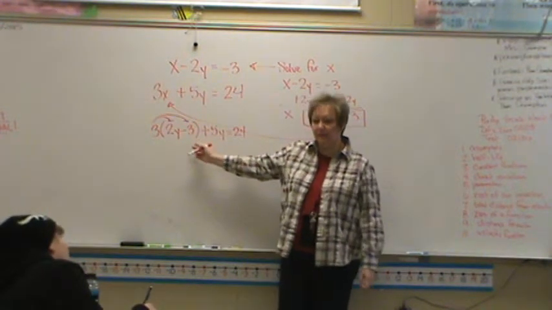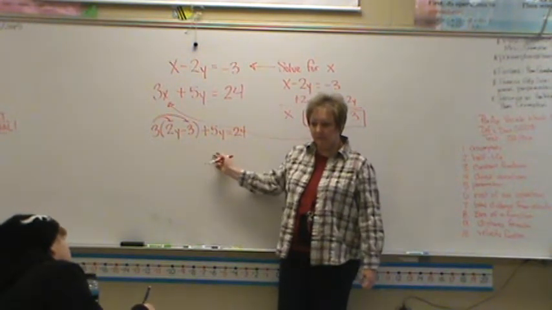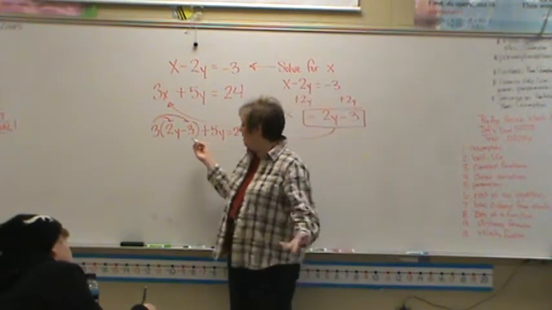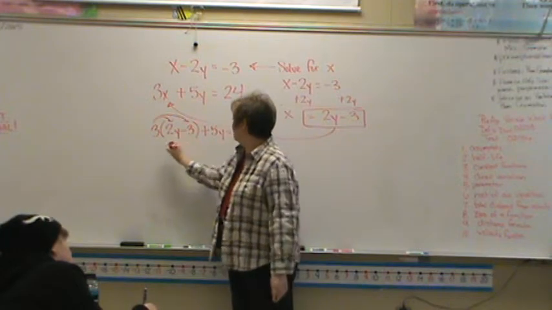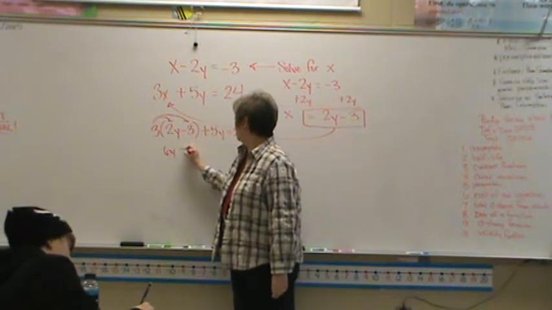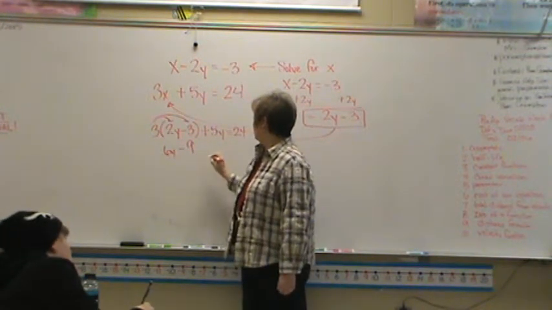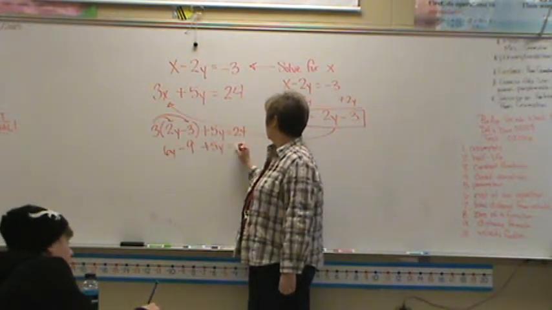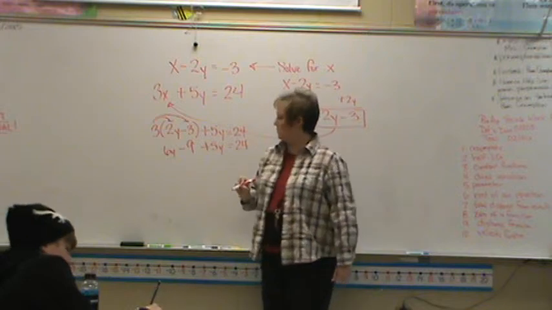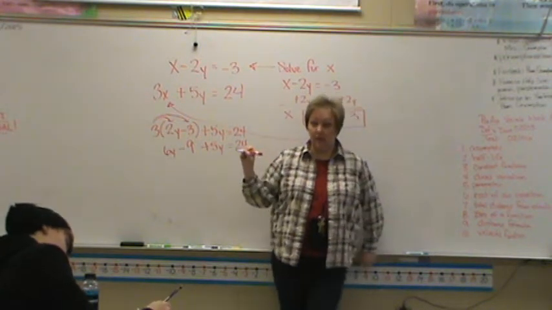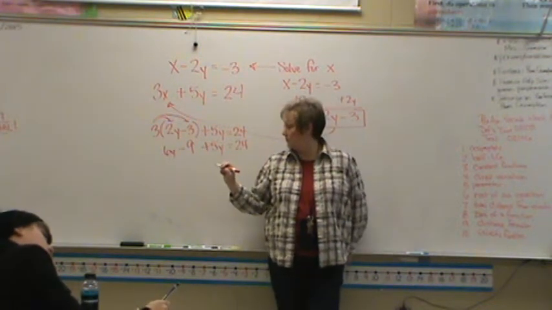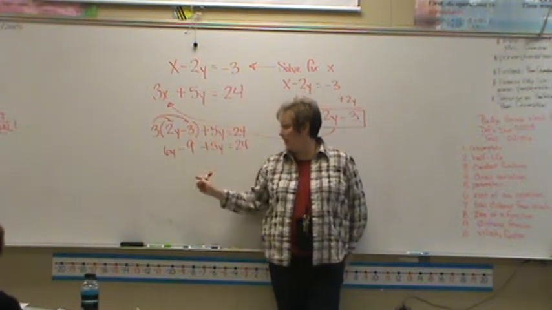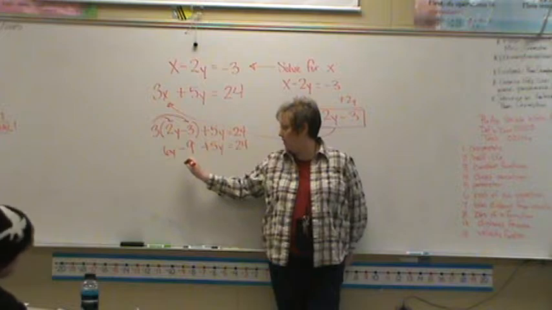What do I do? You gotta use the distributive property. Tell me how. 3 times 2y equals 6y, minus 9, plus 5y equals 24. Now what? You've got two y's. You gotta add 9 on the other side. Okay, I can get my 9 on the other side. How? Add 9.